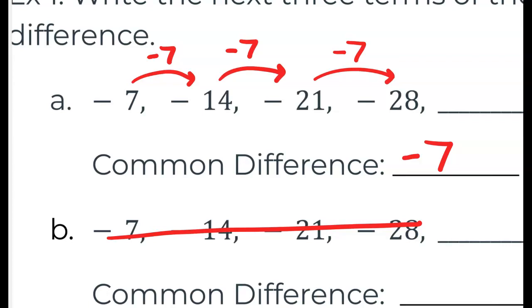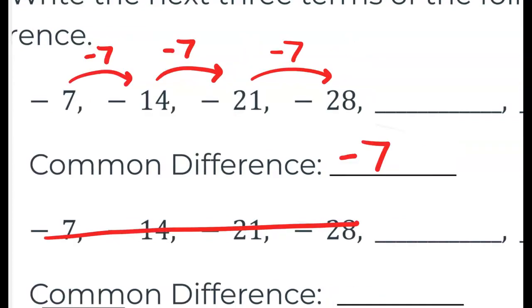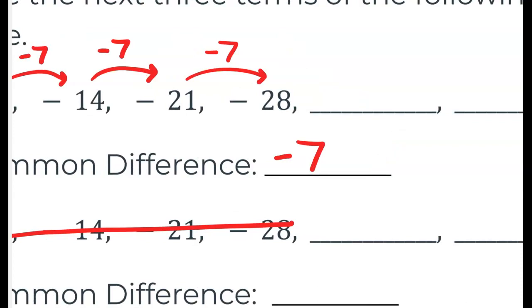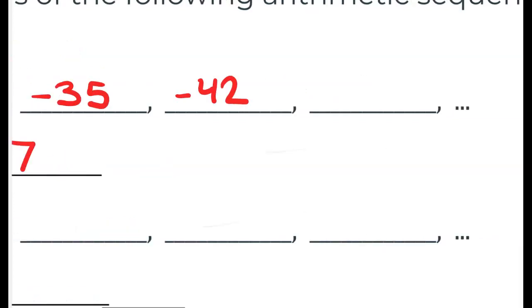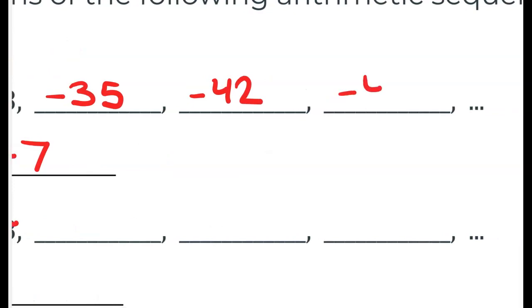So now that we know the common difference, we can go through and fill in the next 3 terms just by continuing to take off 7 each time. So we take 7 away from -28, you get -35. You subtract 7 again, you get -42. You subtract 7 again, you get -49.